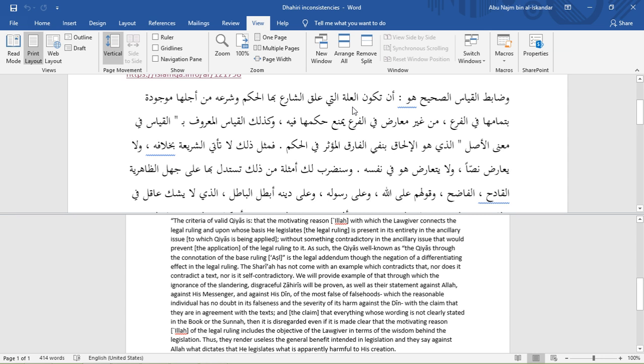العلة التي علق الشارع بها الحكم وشرعه من أجلها موجودة بتمامها في الفرع.